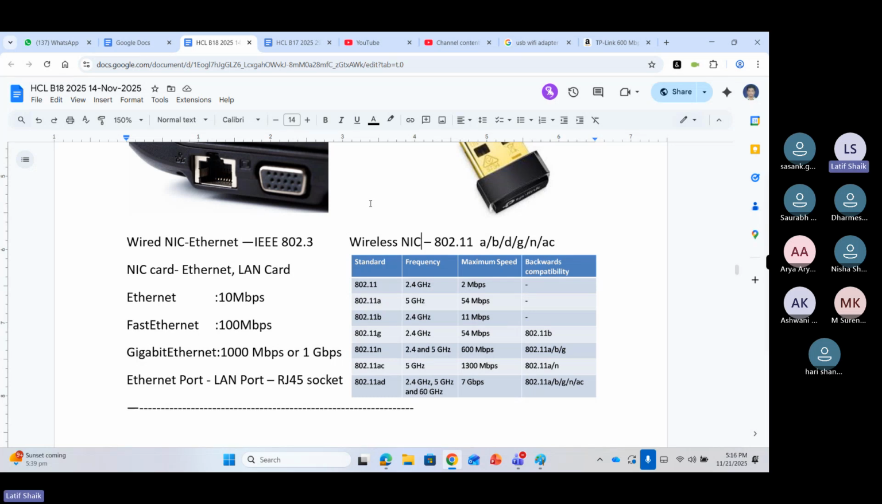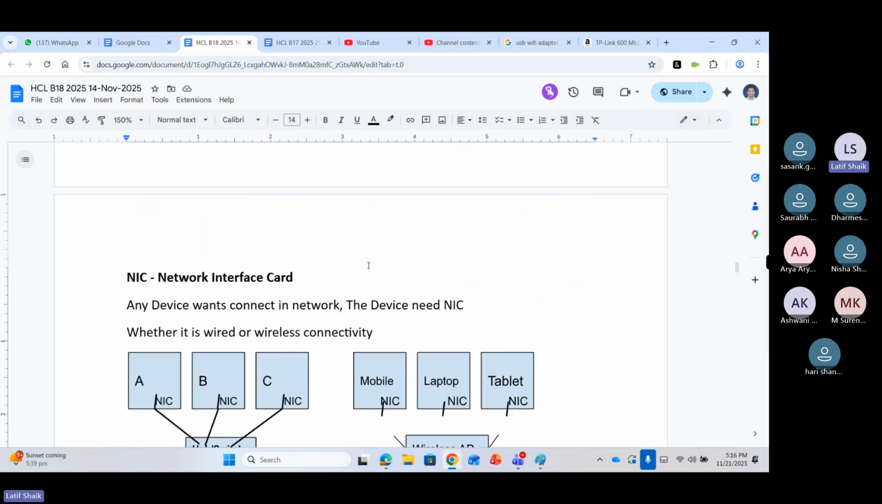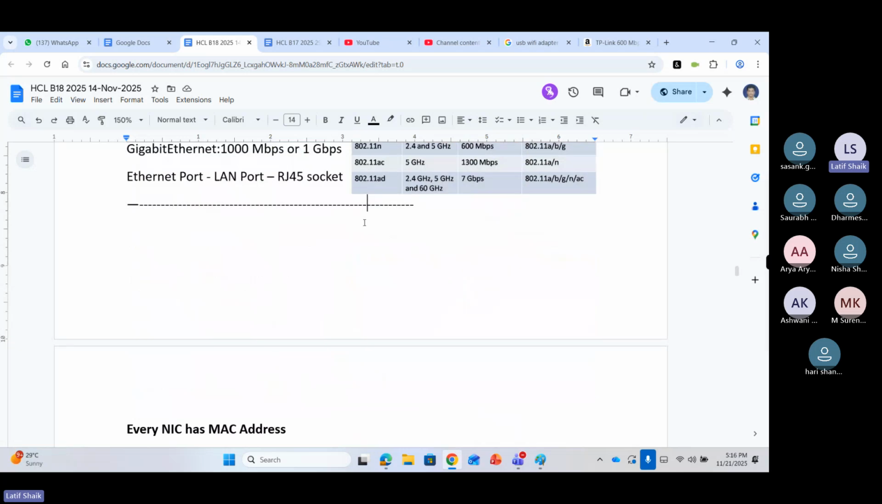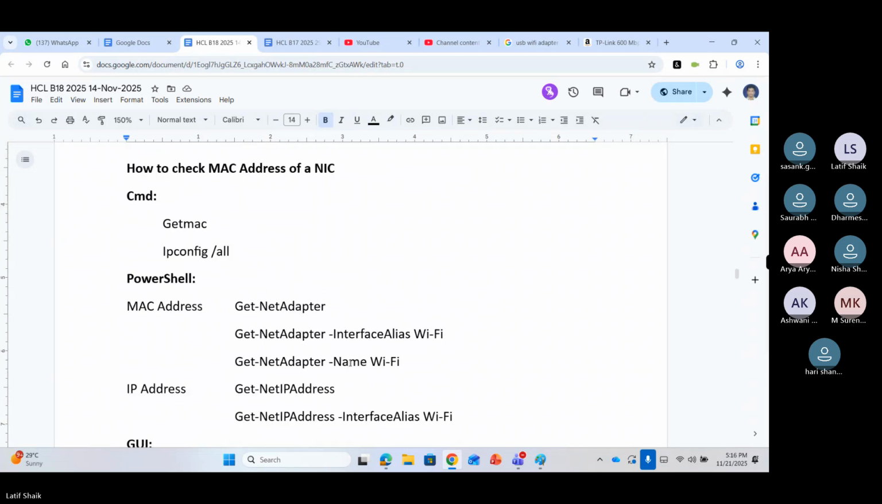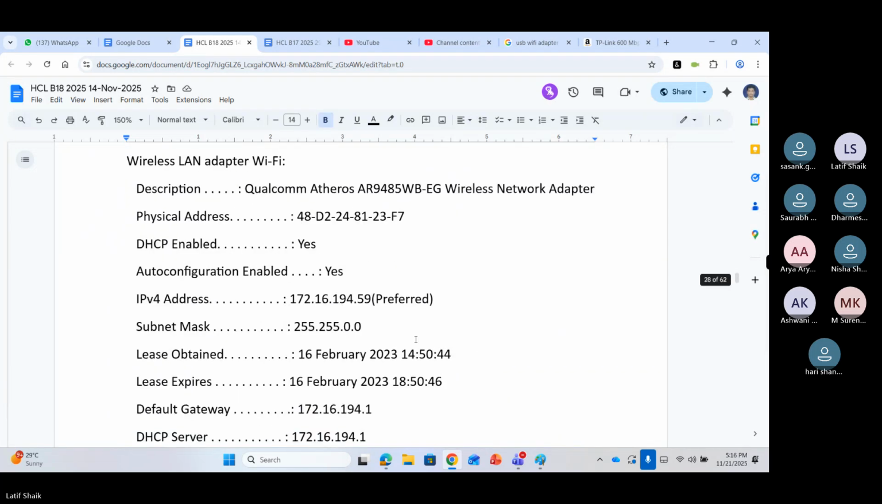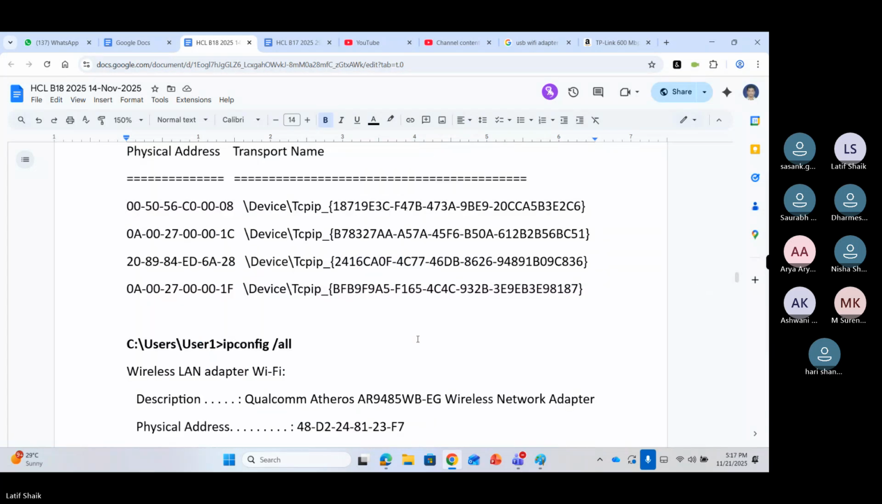See this, the 802.11 represents the wireless standard and this A, B, G, N, AC are representations of frequencies: what frequency is compatible and how much bandwidth data transmission it will support. Okay. So this is about your NIC cards. Got it?